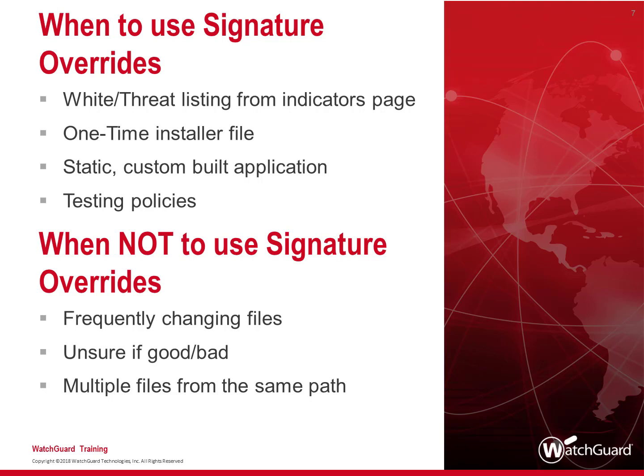When you don't want to use them is if you have frequently changing files, or if you're not sure if something is good or bad. And in general, if you're trying to add signature overrides for multiple files in the same path, you might want to just look at an exclusion.